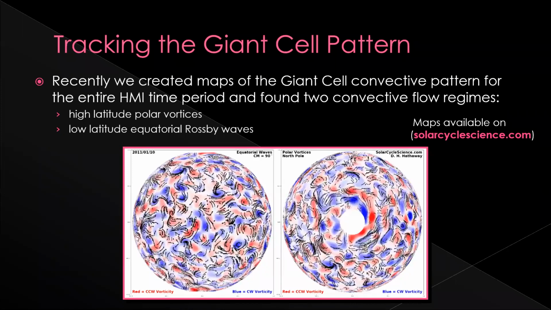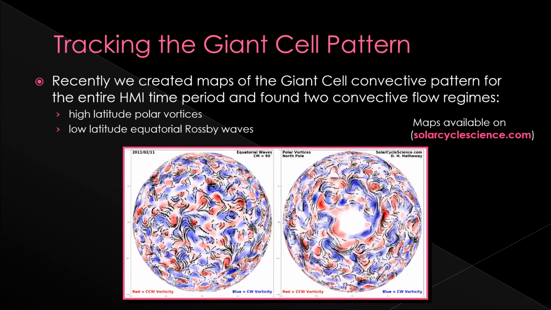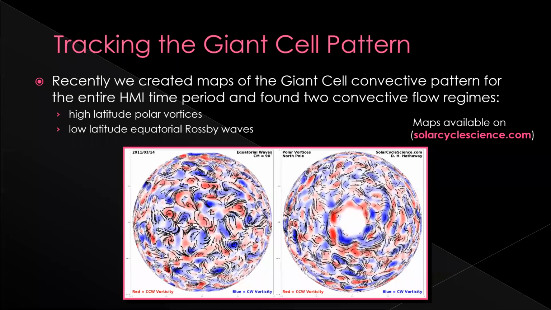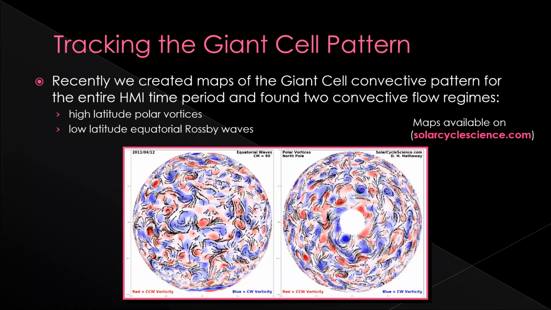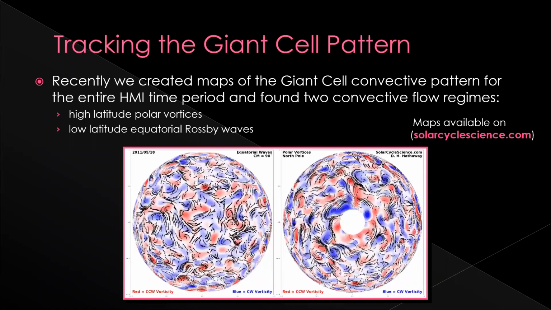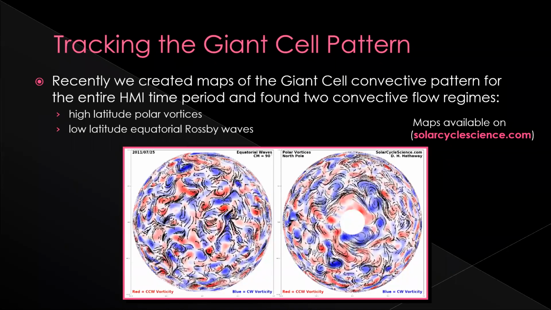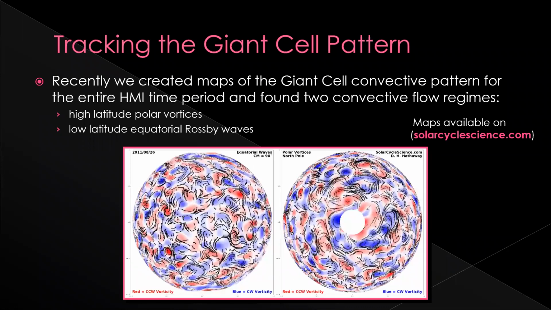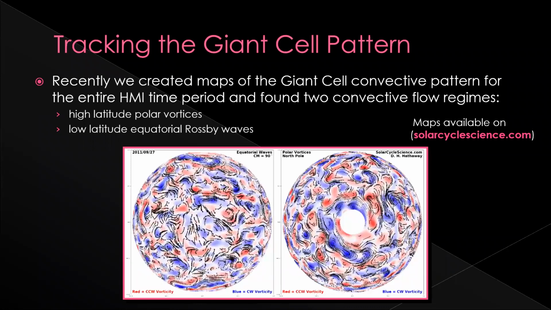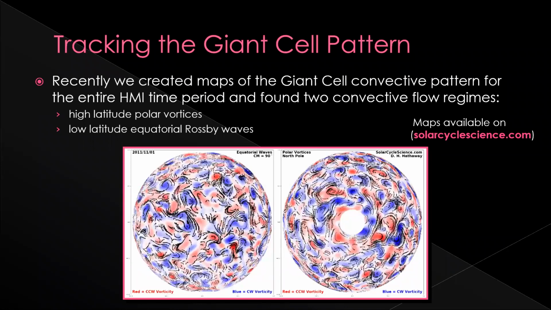In particular, we found that there were two different giant cell regimes. They're the high latitude polar vortices. You can see from the polar view here, these polar vortices spinning around the pole. But at the equator, we found low latitudinal equatorial Rossby waves.